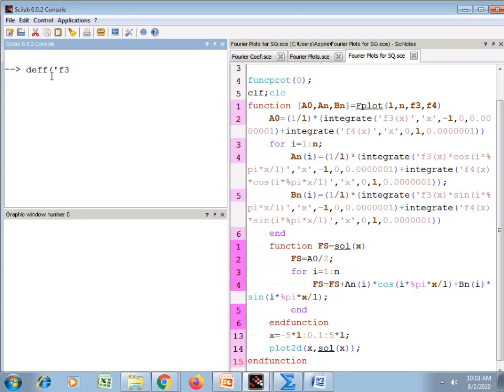So f3 of x, I called it as a, where a is equal to 1. Now another function f4 of x, I called it b, where b is equal to, I think, -1. So these two functions define the square waveform.